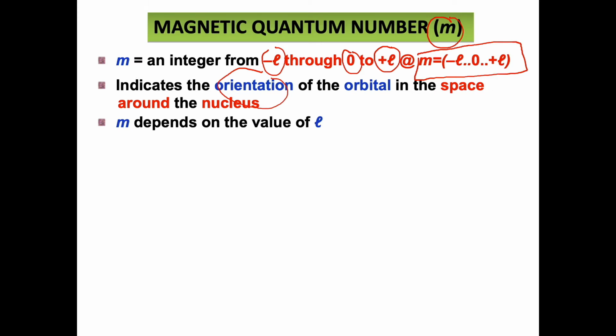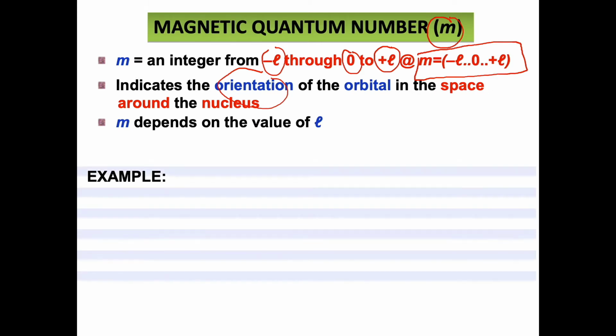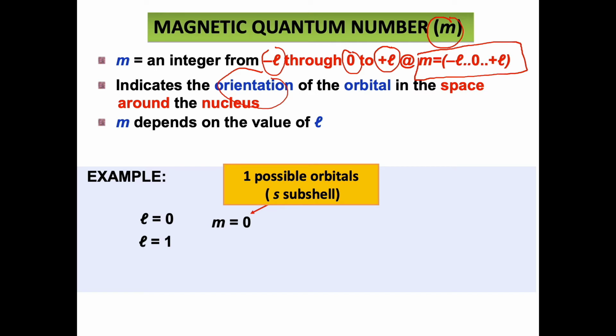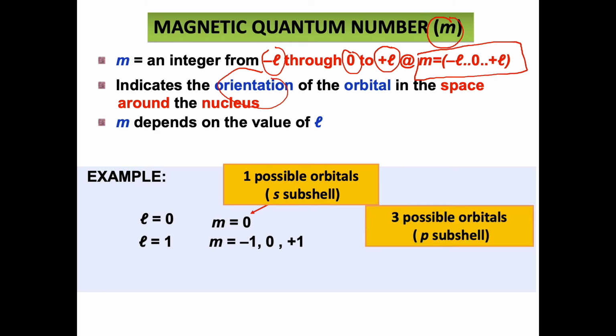The value of m depends on the value of L. For example, when L is equal to 0, your m will be equal to 0. So you only have one possible s orbital with one orientation. When L is equal to 1, then your m value will be negative 1, 0, plus 1. That means you have 3 possible p orbitals with 3 different orientations.